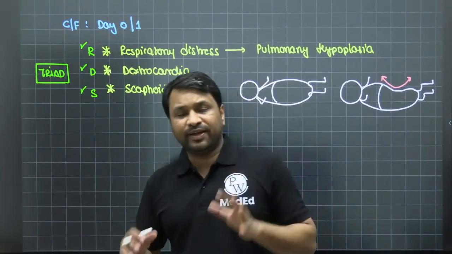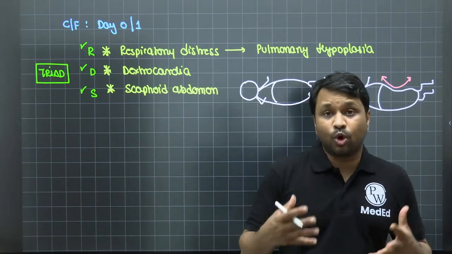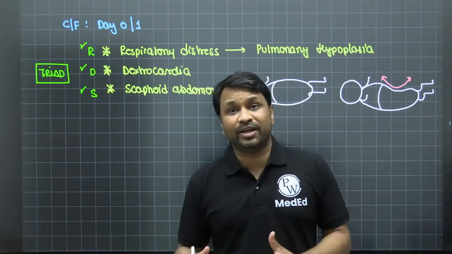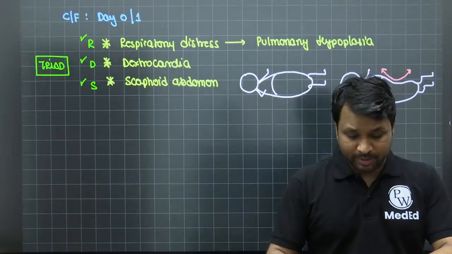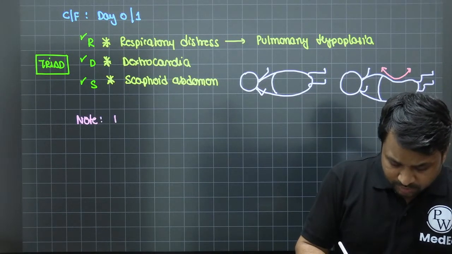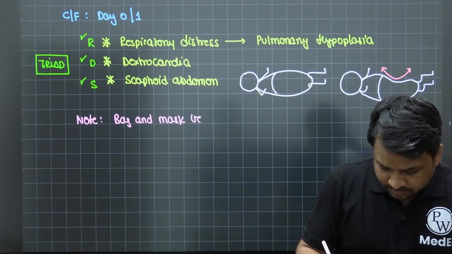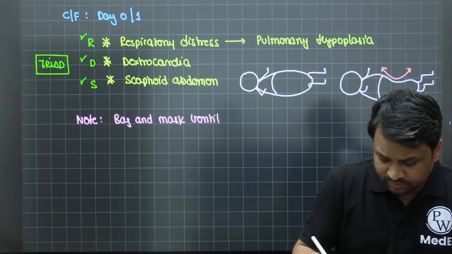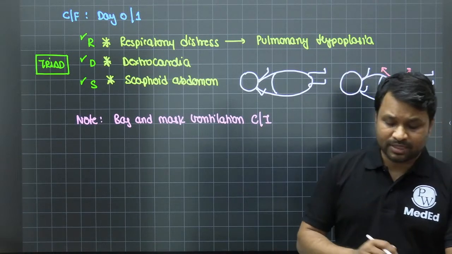Now, a very important concept here is, as soon as the baby is born with respiratory distress, right? Now you want to comfort the baby, so you want to give oxygen. At the same time, you want to ventilate the kid as well. The problem here is, the minute you think about ventilation, think about bag and mask ventilation. Remember, as a very important note point, in a patient who is suspected to have a Bochdalek hernia, bag and mask ventilation is contraindicated.